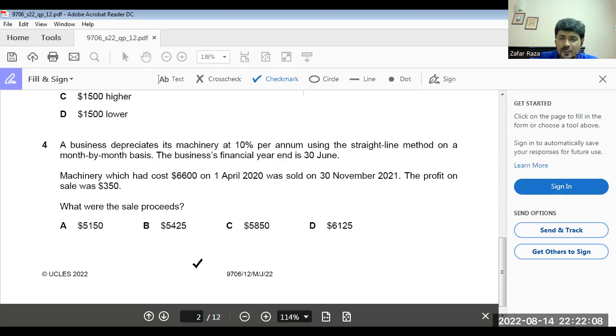Now the machine was purchased on 1st April and we are selling it on November 2021. That means April, May, June, July, August, September, October, November 2020, 1 year, and then 2021 second year. So 8 months in year one and 12 months in year two, it means total 20 months. So what we do, 6,600 multiplied by 10%. That means 660 per annum divided by 12. 1 month depreciation is 55 multiplied by 20. Total depreciation for 20 months is 1100. So in that case, what will happen?